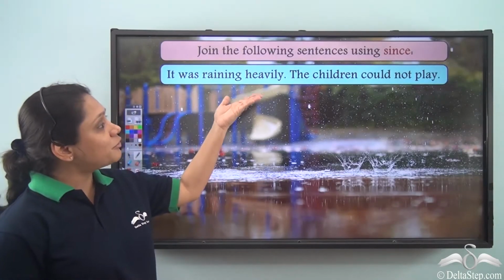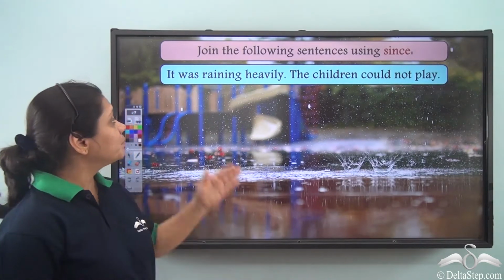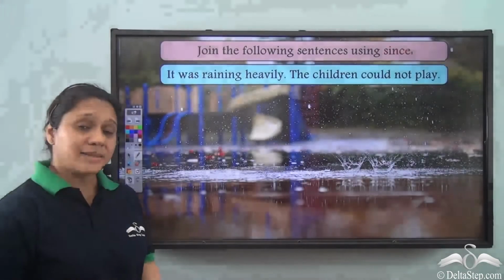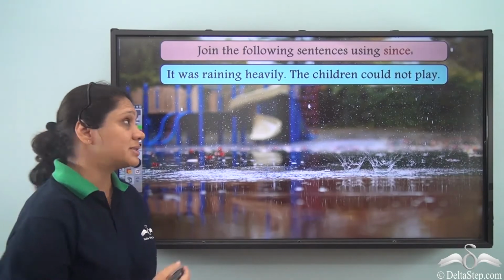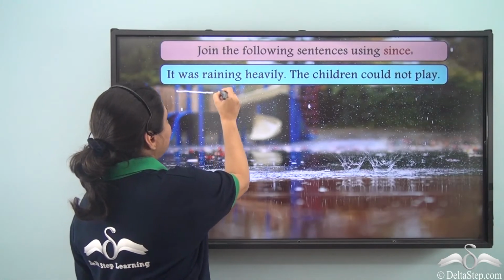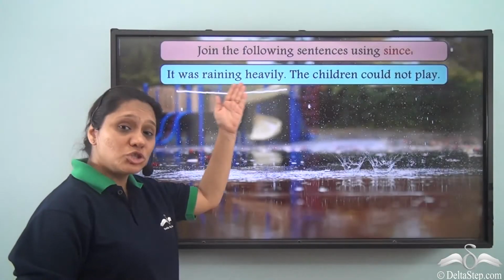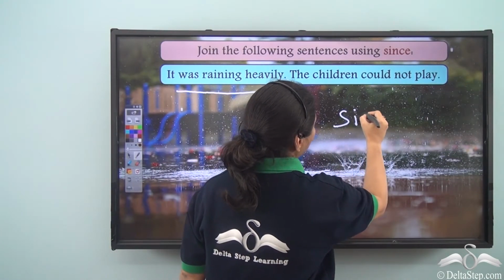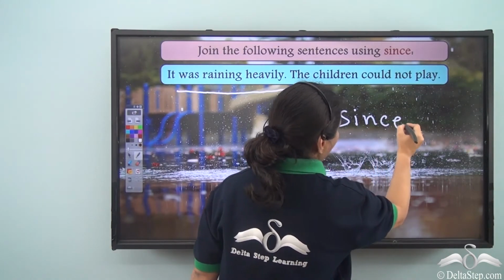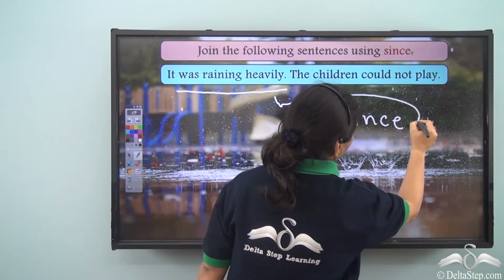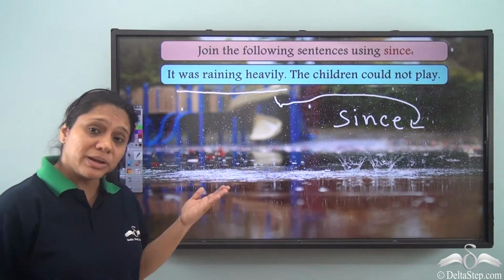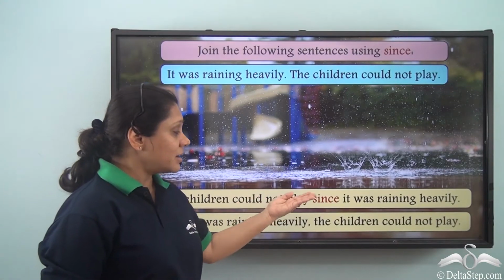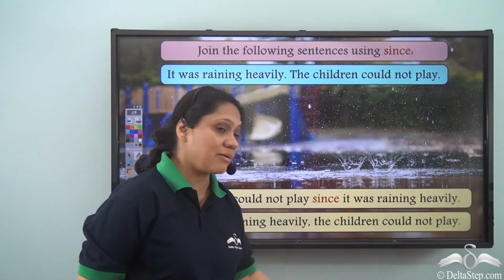Now, can you join the following sentences using since? It was raining heavily. The children could not play. Which sentence tells us the reason or the cause here? It was raining heavily. So, if you have to join the following sentences with since, how will we do it? We will put the reason or the cause after it. And what will our new sentence become? The children could not play since it was raining heavily.